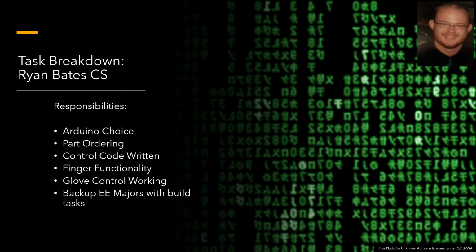Responsibilities for Ryan Bates are going to be Arduino choice, deciding on the Arduino, ordering parts, writing the code, figuring out the finger functionality, glove control working, and to back up the electrical engineering majors.